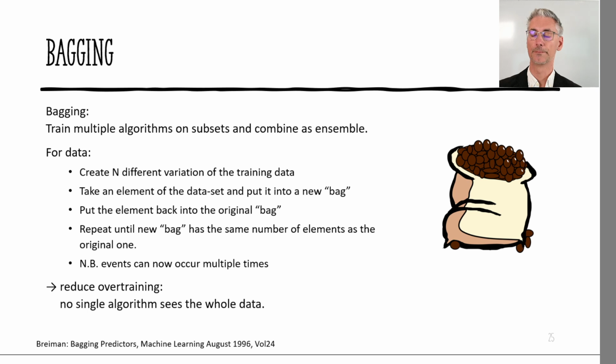So we build many bags, and each bag is slightly different because it's very unlikely to near impossible that we will just copy the original data set. So all of these variations mean that some events are double, triple and even more. However, that reduces overtraining because no single algorithm trained on each of these bags of data now sees the whole data.